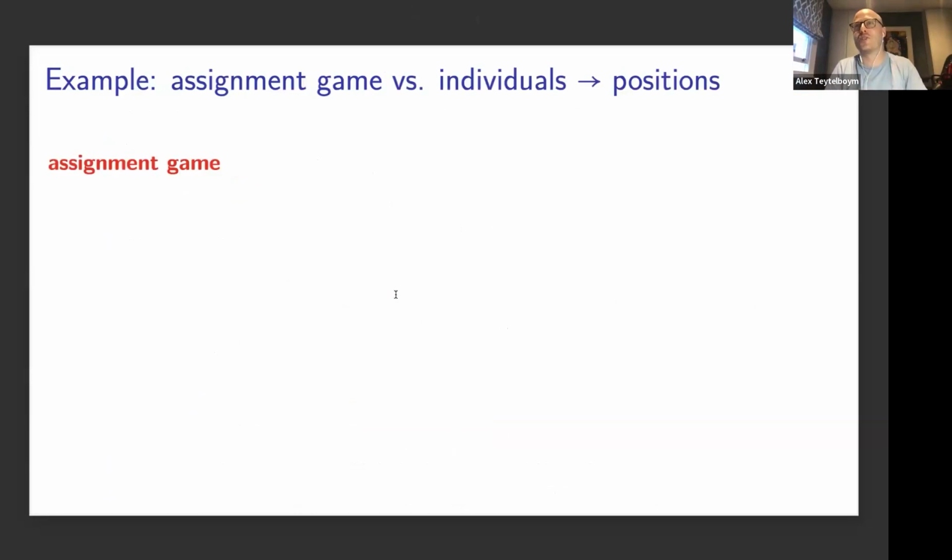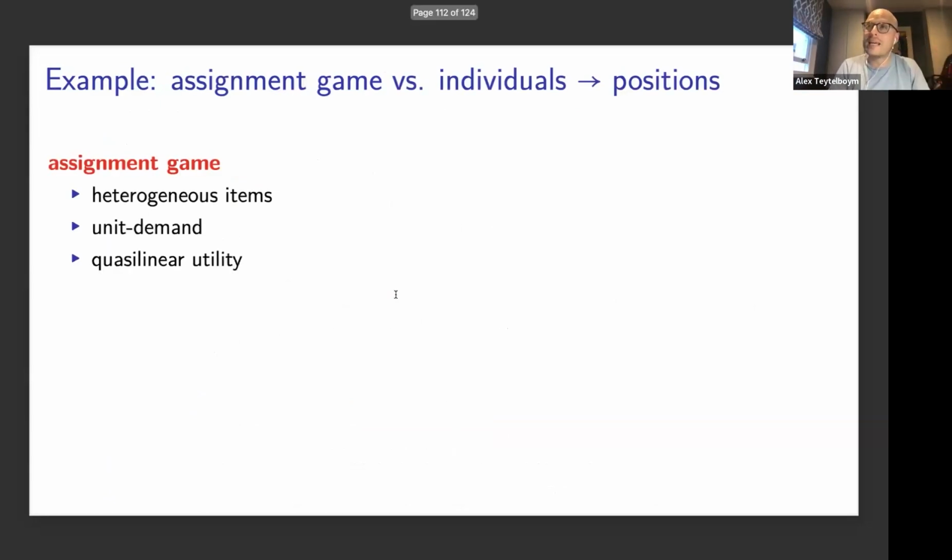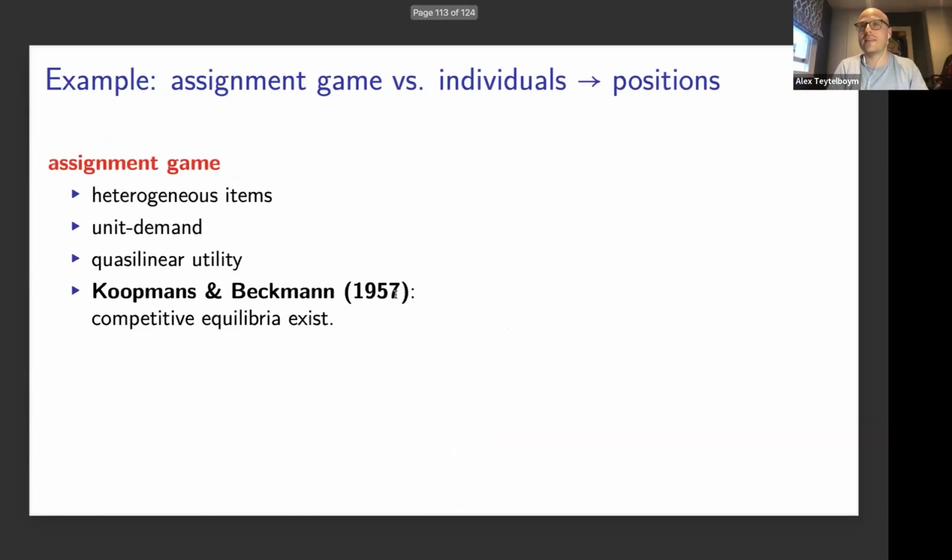One is the one that I've showed you already, the assignment game, which we know and love. Just to remind you: heterogeneous items, unit demand, each agent just wants one house, quasi-linear utility. As I said in the previous part, Koopmans and Beckmann showed that competitive equilibria exist, by a beautiful, simple linear programming duality argument that many of you have done as undergraduates, I suspect.